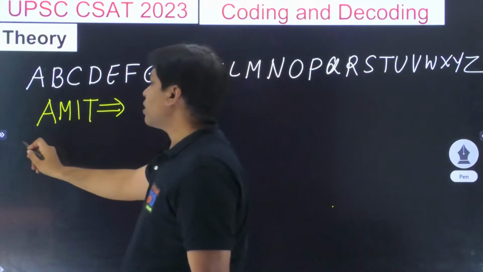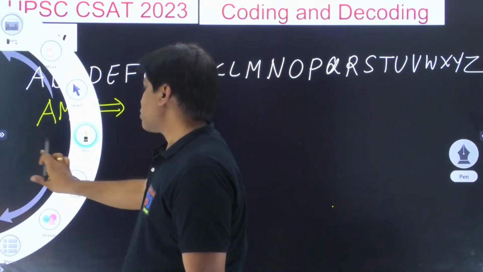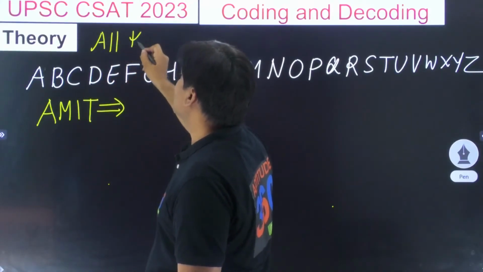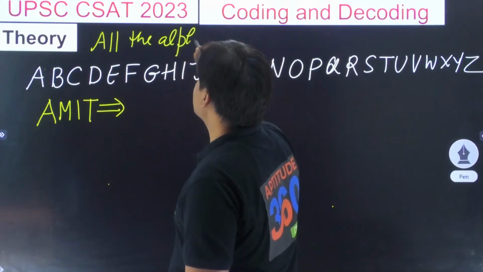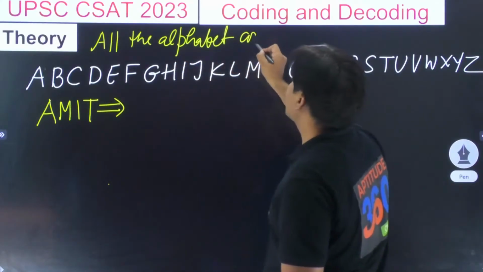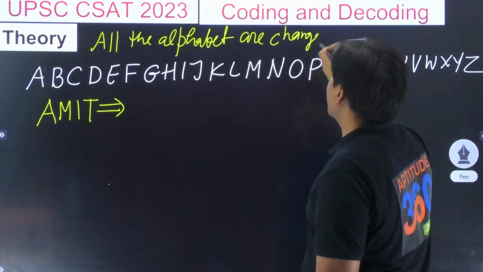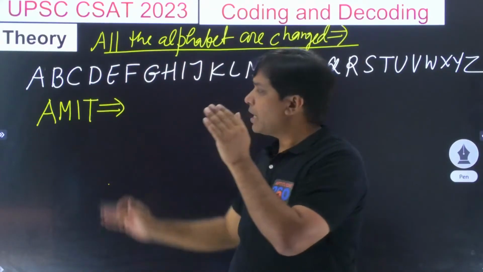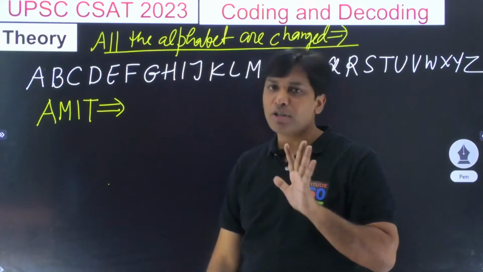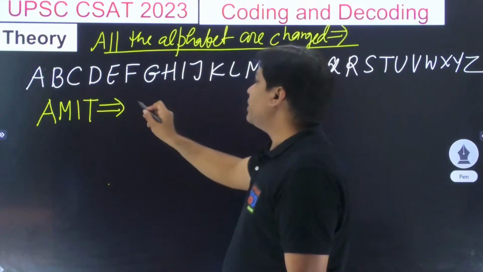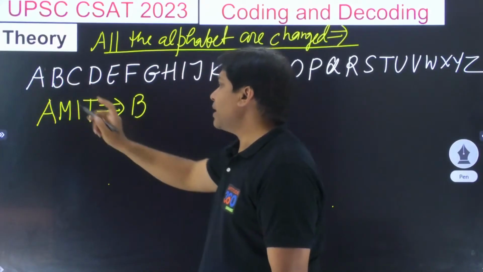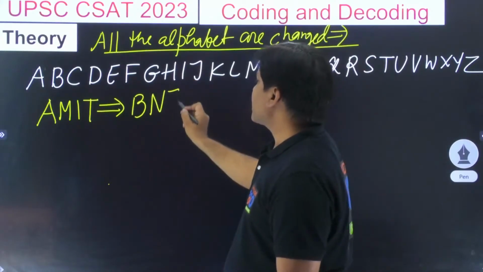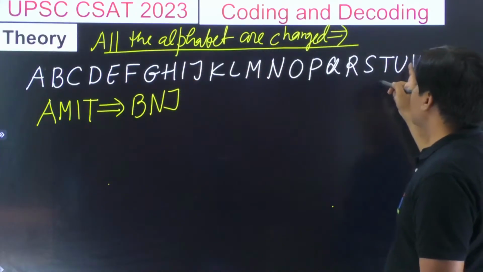So first methodology is when all the alphabets are changed. When all the alphabets are changed, and if that is the case, there is always a movement. Either in this direction or in this direction. That is how it is going to happen. What if I write A to B? A has been written as B, M has been written as N, I has been written as J, and T has been written as U.